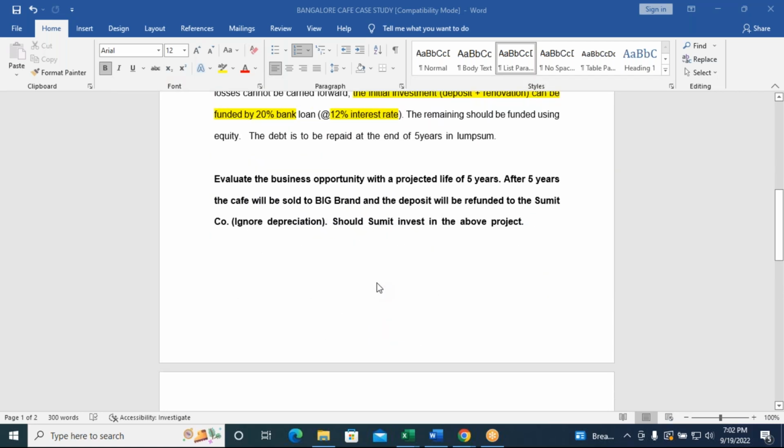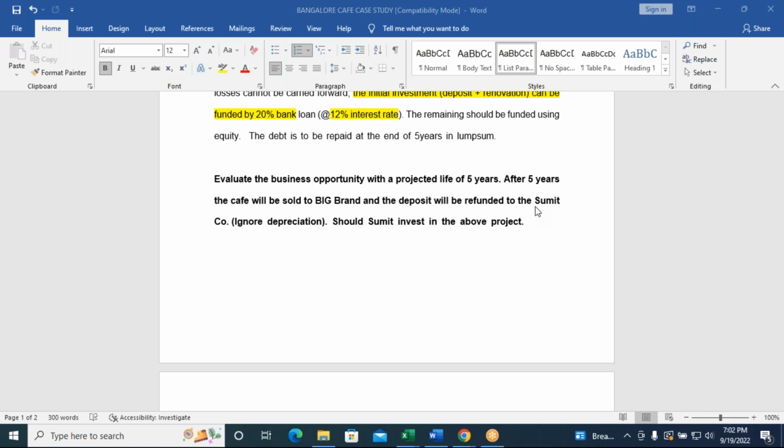No, ma'am. So evaluate the business opportunity with the projected life of 5 years. So now we are going to evaluate the business for 5 years. After 5 years, the cafe will be sold to a big brand. After 5 years, I'm going to sell this cafe to a big brand, and the deposit will be refunded to Sumit. Means whatever deposit we have made will be refunded. Okay. So ignoring the depreciation. Should Sumit invest in the above project?